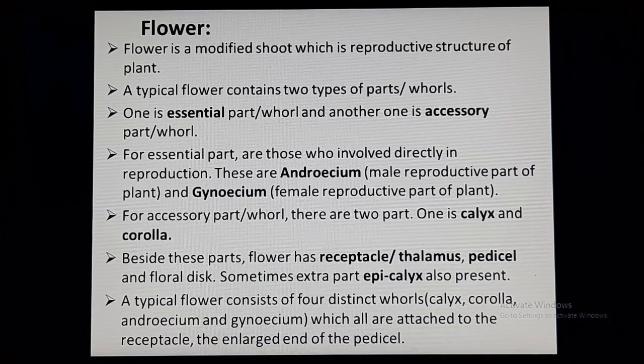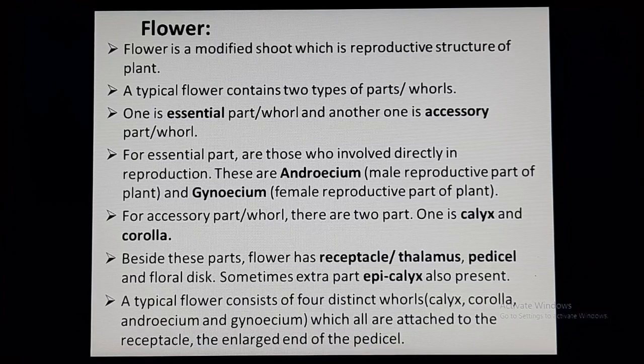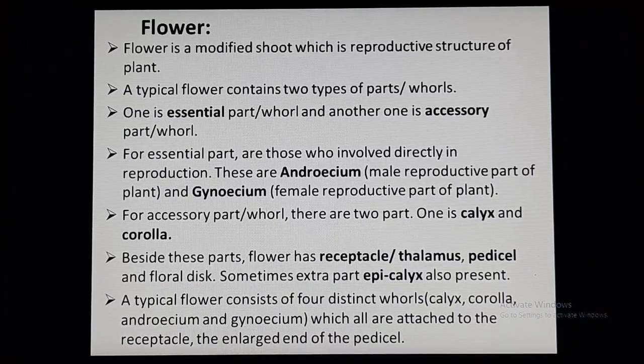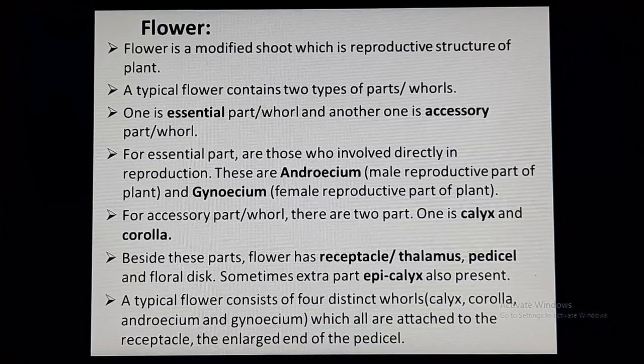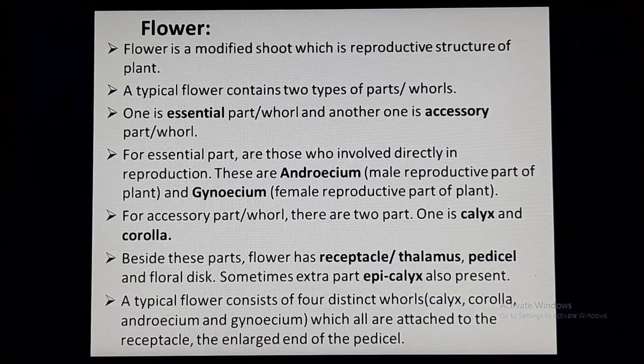And there are two accessory parts: one is calyx, another is corolla. Besides these four parts, a flower contains various other parts. One is the receptacle, which is also known as thalamus, along with the pedicel and floral disc. Calyx is basically green in color. Beneath the calyx there is sometimes a small calyx called apicalyx. This is an extra part. Some flowers contain apicalyx, but in most cases it is absent. Apicalyx is mainly seen in the China rose.